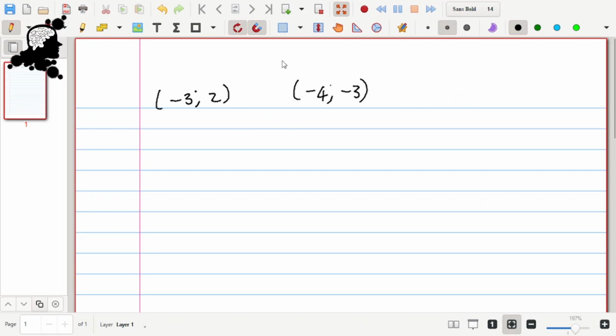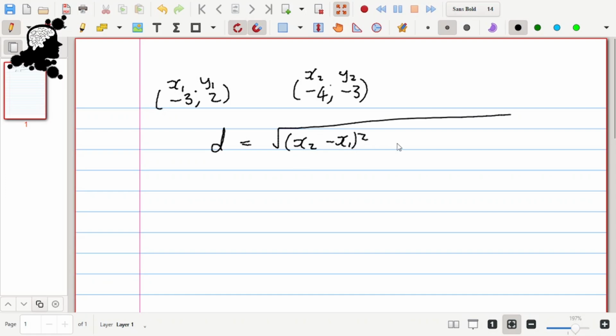So the first thing we need to do is to label our points. I'm going to call this x1, I'm going to call this y1. This is going to be x2, this is going to be y2. It does not matter which one you refer to as x1 or x2, as long as you make sure that x1 goes with y1 and x2 pairs with y2. So to calculate the distance, we could use the equation that we've learned just now. So the square root of x2 minus x1 all squared plus y2 minus y1 all squared.